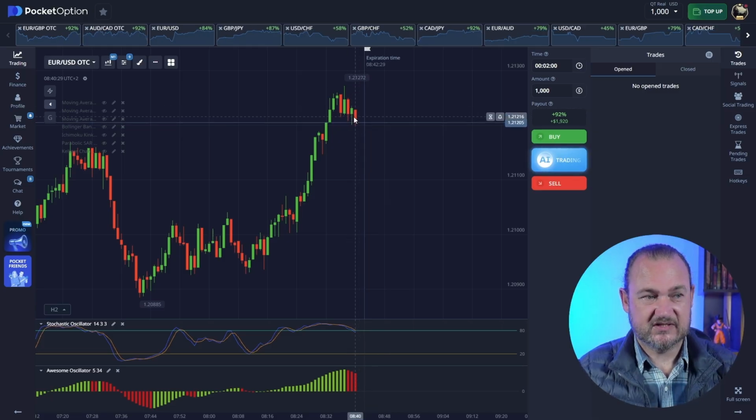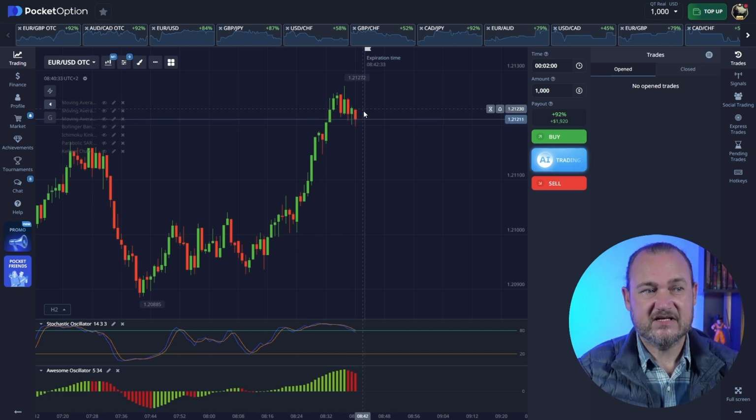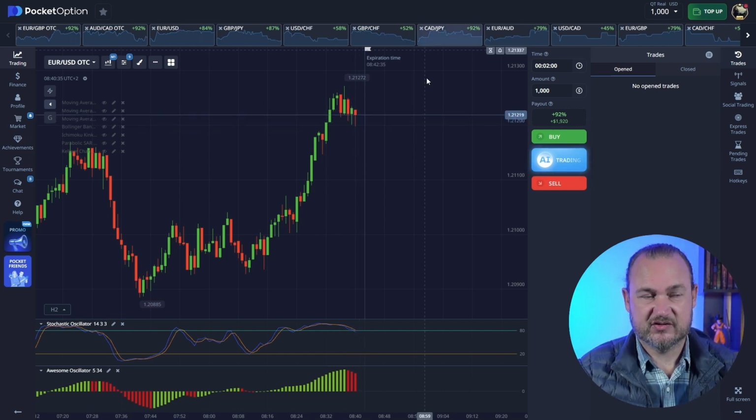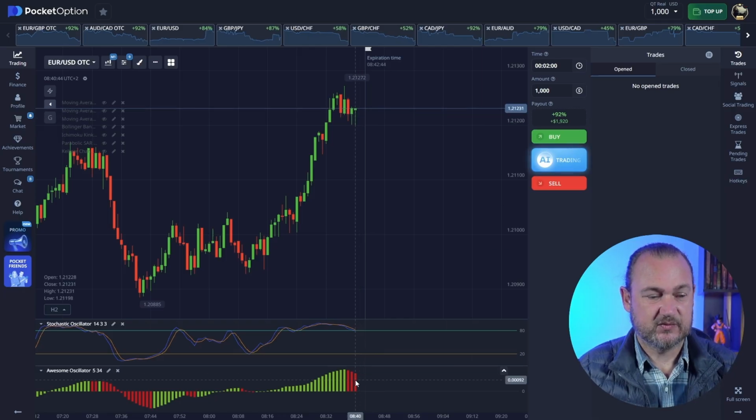So hopefully this will just be a correction. That's what we're hoping for. If it is just a correction, price should continue its way upwards. That's what we want to trade. That's the trade we're looking for. So we're going to wait and see what happens with the Awesome Oscillator.